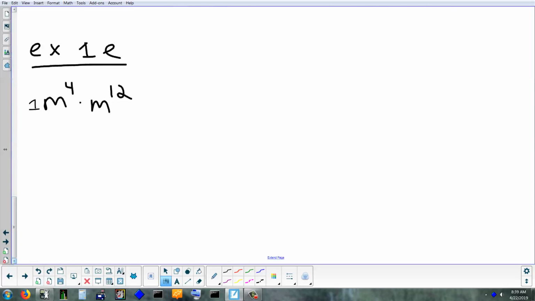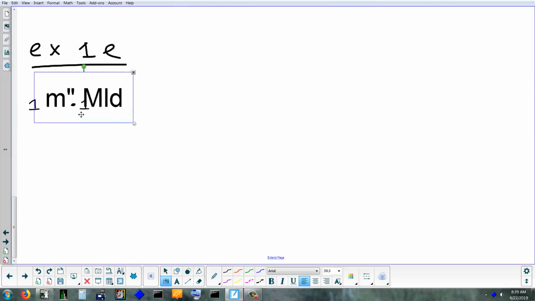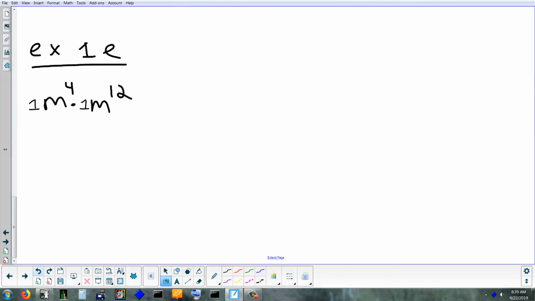How about in front of the m right here? 1. So if I read this problem out, what it really says is 1 times m to the 4th times 1 times m to the 12th. So you're really multiplying 4 things there. It's just the 1s don't really matter. Eventually what we're going to want to do is think of it as like terms. If you're multiplying 4 things together, does the order matter?